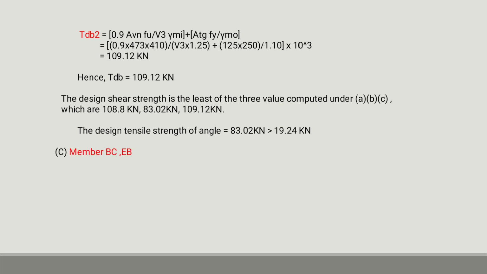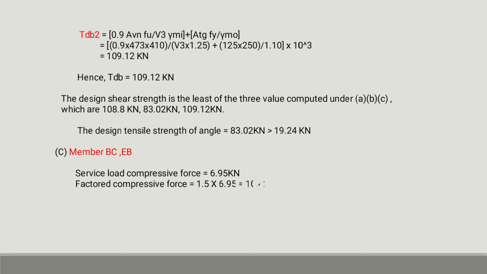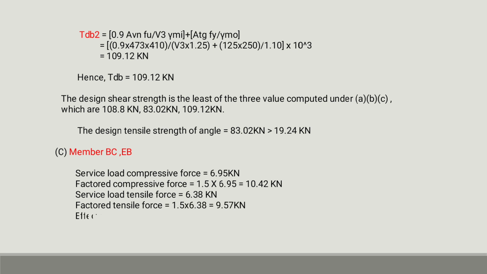So member BC and EB member. Service load compression is 6.95, we know that. Then again find out the factored load, simply multiply with 1.5, answer is 10.42, and the service load tensile force is 6.38. So again multiplied by the factor 1.5, so 6.38 into 1.5 is 9.57. So effective length KL is equal to 0.7 into 1.6 is equal to 1.2 meter.